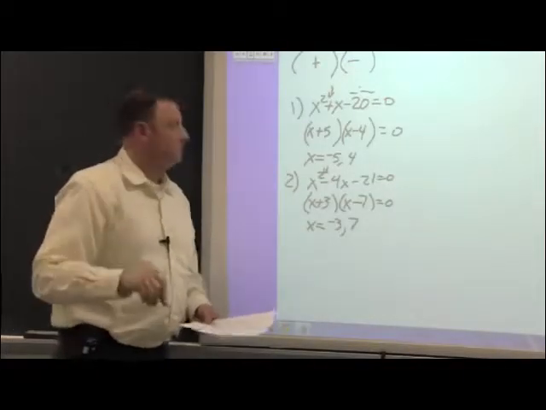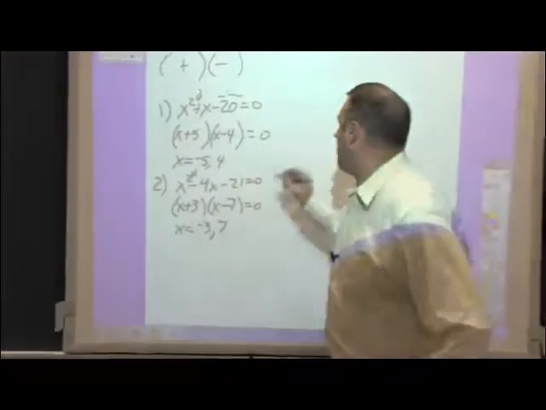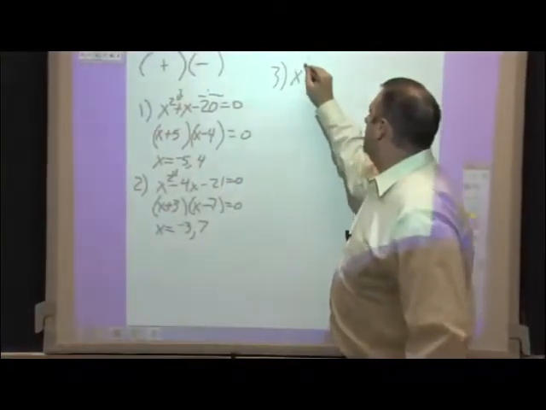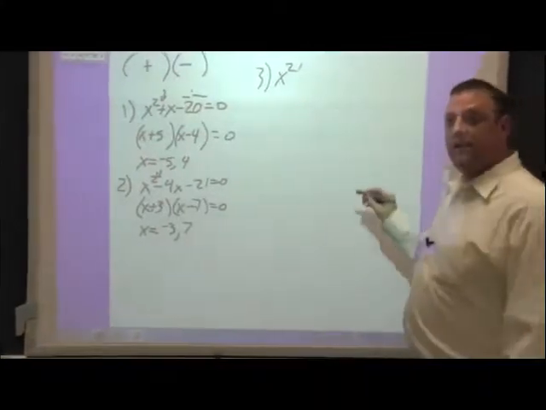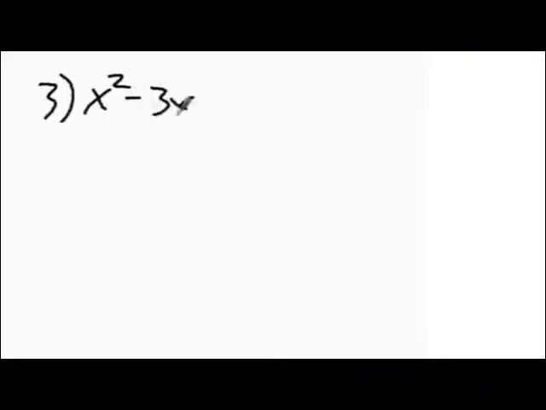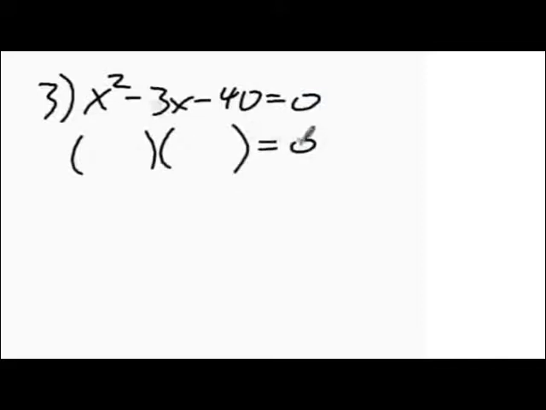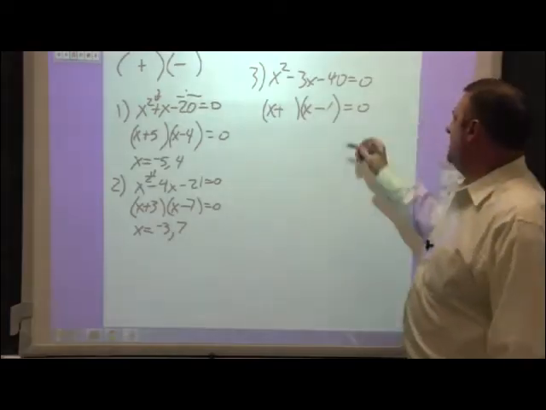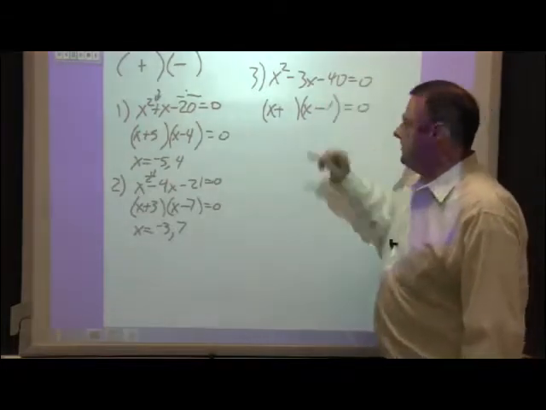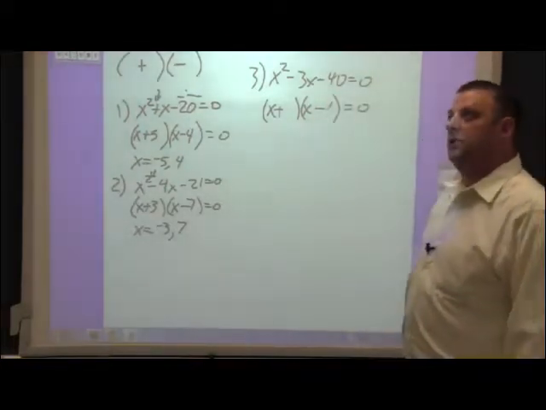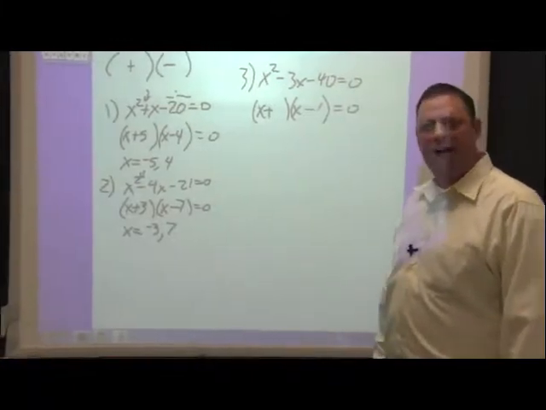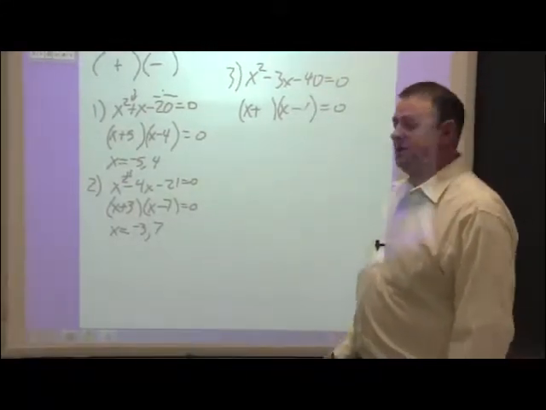Okay, let's take a look at one more. x squared minus 3x minus 40, and say that's equal to 0. Go ahead and put your parentheses in there. Go ahead and put your x's in there. And the last term's negative, so the signs have to be plus and minus. What times what is 40 but subtracts to 3? No, let's see. 2 and 20? No. How about 8 and 5? 8 times 5 is 40, but subtracts to 3.